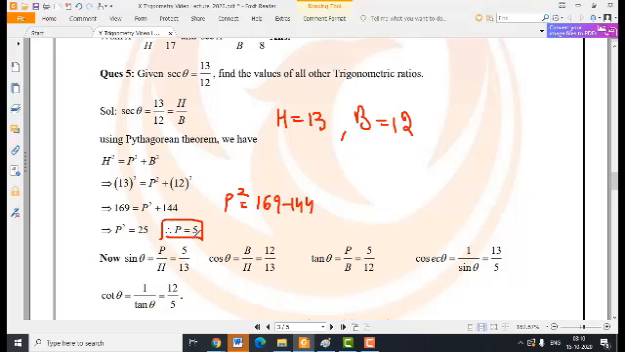Similarly, cot theta is the reciprocal of tan theta, that means it is 1 by tan theta. So if tan theta is 5 by 12, cot theta is going to be 12 upon 5. Or you can use that cot theta is base upon perpendicular to find its value. So it's up to you which method you want to follow from the theory that we have studied so far.